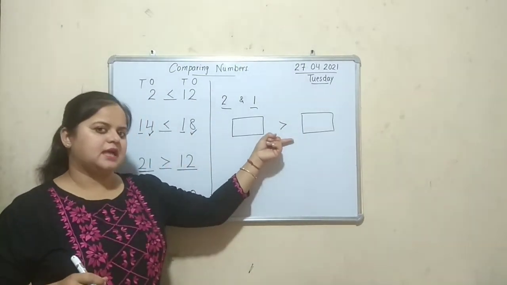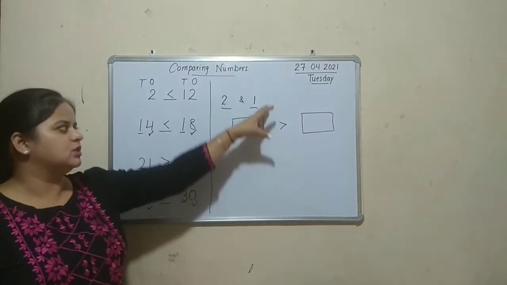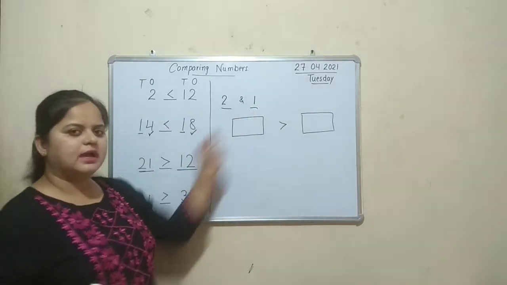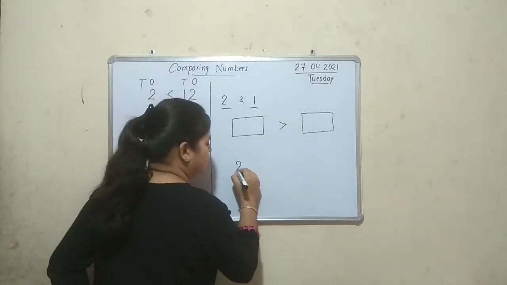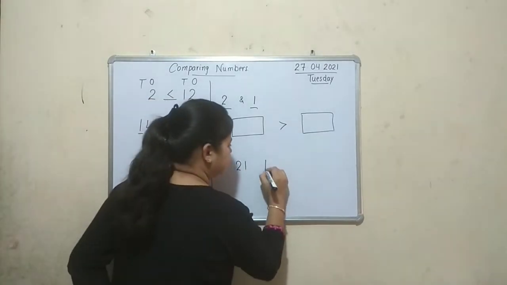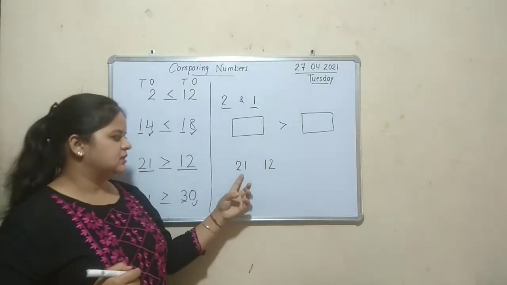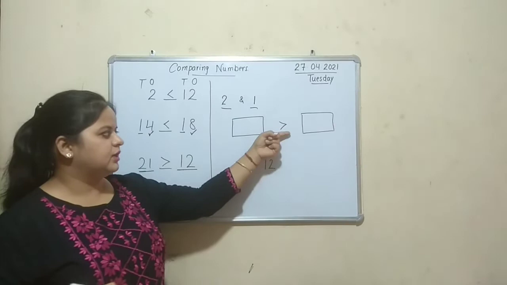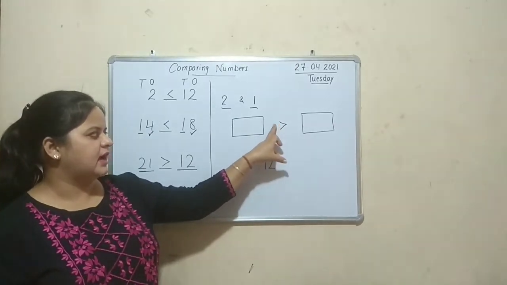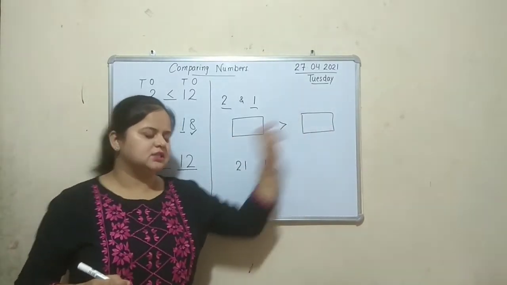We have the sign of comparison here and we have to make two numbers with these two digits, 2 and 1. So which two numbers can we make with these two digits? 21 and 12. So here we have the sign of comparison like this, which means the greater number we have to write in this box and the smaller number we have to write in this box.